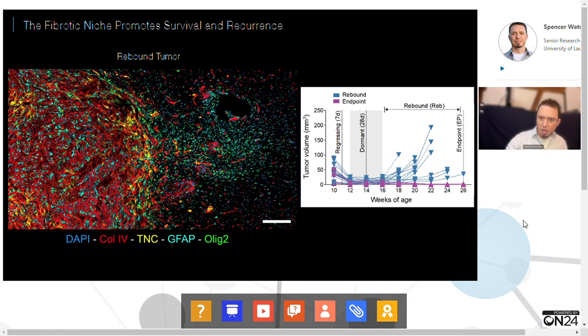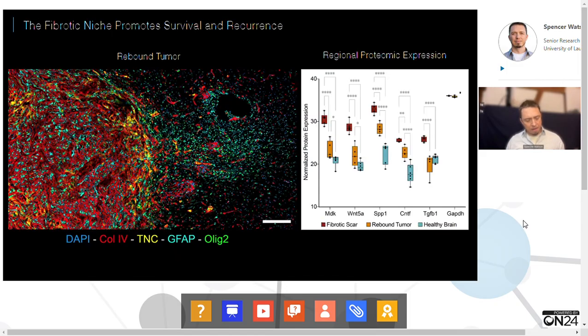But okay, going back to this, just want to say, this is now saying that the fibrotic scar is not just a survival-promoting niche, but upon recurrence, it is also potentiating and promoting even more aggressive growth at the point of rebound for these tumors.